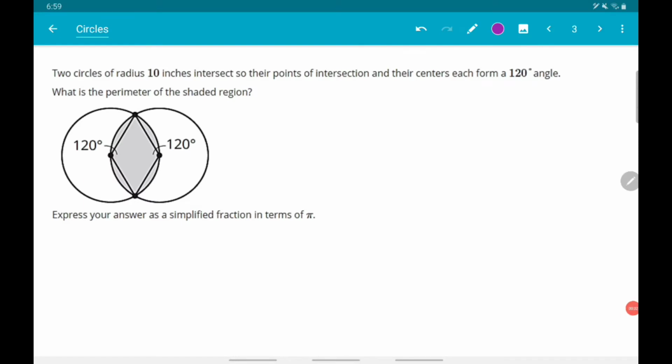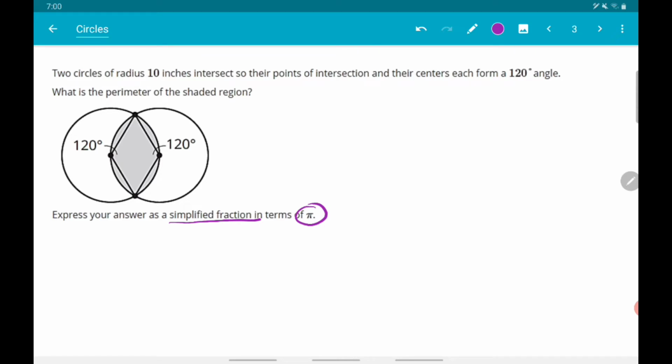Two circles of radius 10 inches intersect, so their points of intersection and their centers each form a 120-degree angle. What is the perimeter of the shaded region? Express your answer as a simplified fraction in terms of pi.